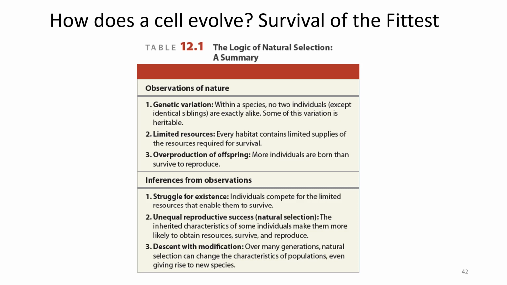Then we have an overproduction of offspring. So we produce way more offspring than can actually survive in that environment. So let's think about rabbits. I mean, rabbits reproduce like crazy. So we have genetic variations.